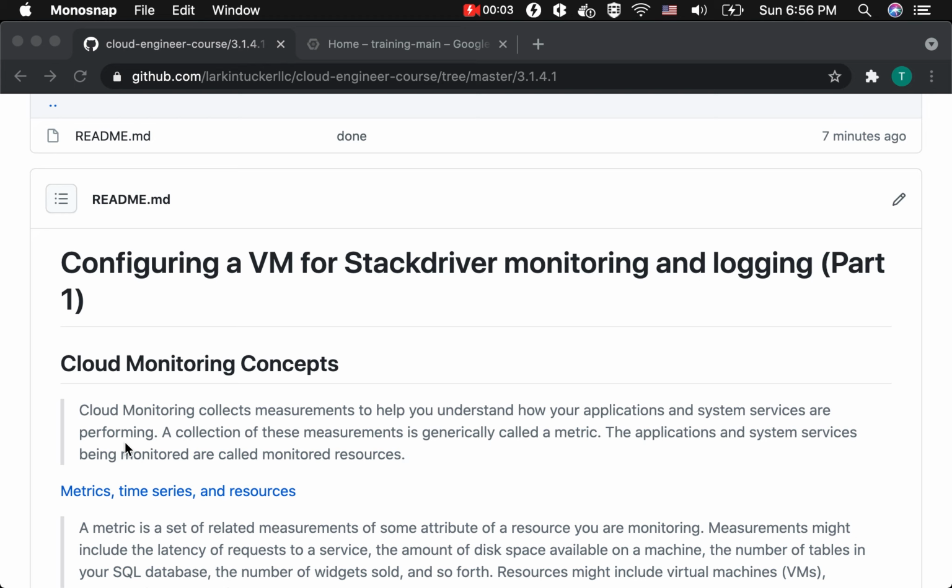Hello, this section is entitled Configuring a VM for Stackdriver Monitoring and Logging, Part 1. In this video, we're going to focus more on the cloud monitoring features of a VM that don't necessarily come out of the box and require installing something. And then the next video will go into more about the specifics of this title.